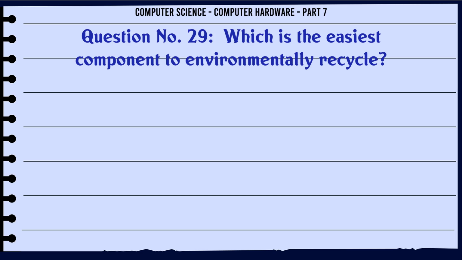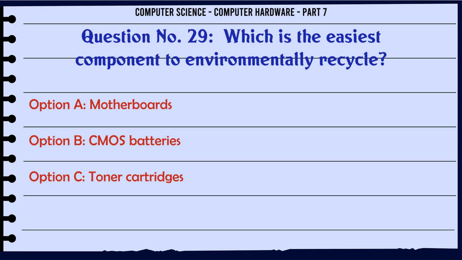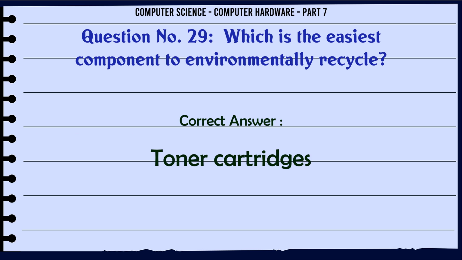Which is the easiest component to environmentally recycle? A. Motherboards. B. CMOS batteries. C. Toner cartridges. D. Cathode ray tubes. The correct answer is toner cartridges.